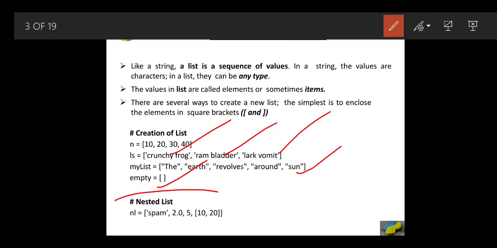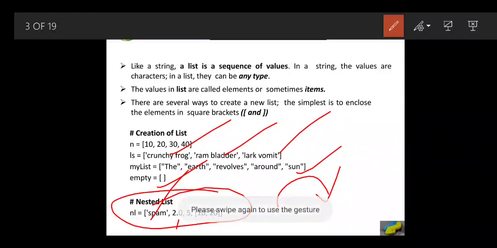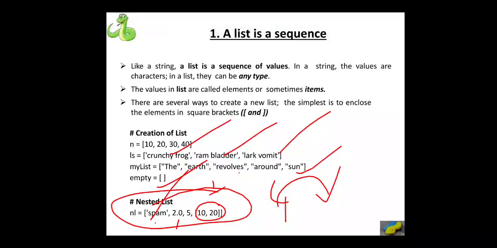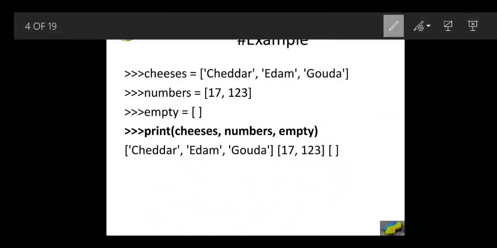Coming to the nested list, what does nested list mean? A list within a list is called a nested list. Here we have spam, 2.05, and at the last you have again 10 and 20. Whenever you find the length of the nested list, this complete nested one is considered as one item, so the length of this will be 4.